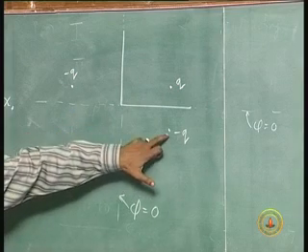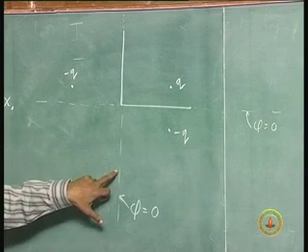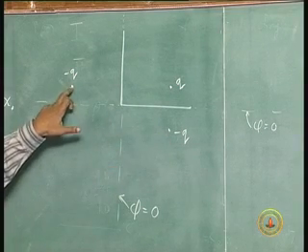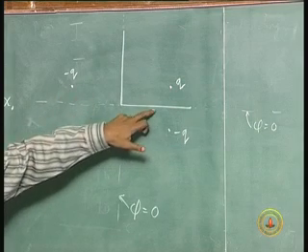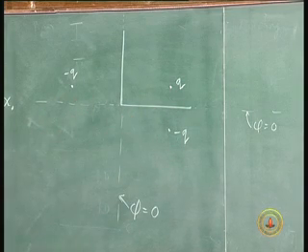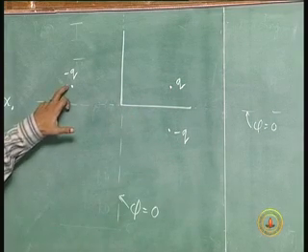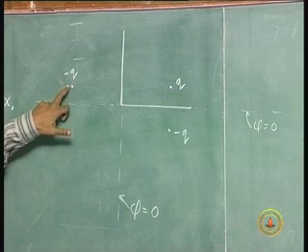But if I put this charge here, that upsets this boundary condition. If I put this charge here, that upsets this boundary condition. So what I would like to do is put an image charge for this charge also.